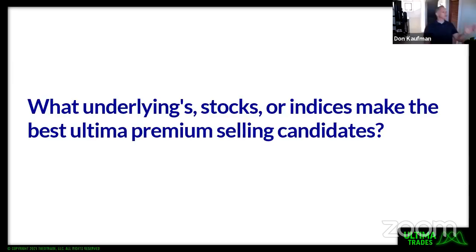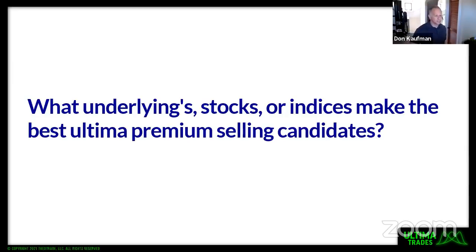First, you've got to know what underlying stocks or indices make the best Ultima Premium candidates. So you have to know, where am I going to go to sell premium? Oh, you already learned. I could go to the IWM. I can go to the QQQ. I can go to the spiders. Maybe Tesla. No, Tesla's not in the ballpark anymore. You have to know what the candidates are.